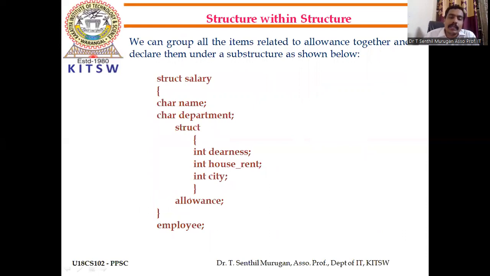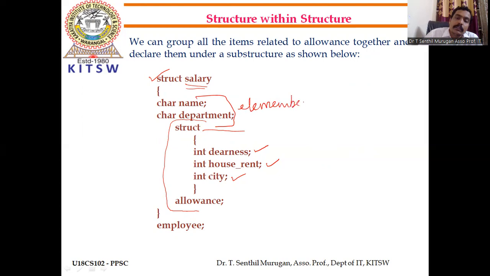Instead of writing like that, the allowances, that is dearness allowance, house rent allowance, and city allowance, can be given in a separate structure. If you give a structure within the structure like this, it is considered nesting of structures. In this, the inner structure has no tag name, while the outer structure has a tag name. Now, how can we access this structure? The two outer elements are members.